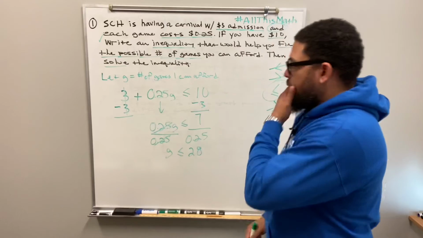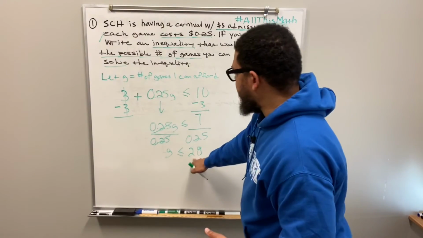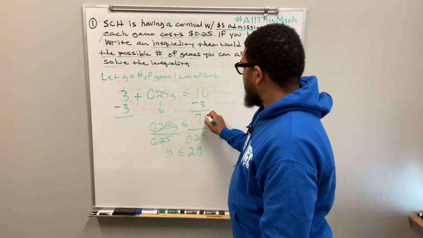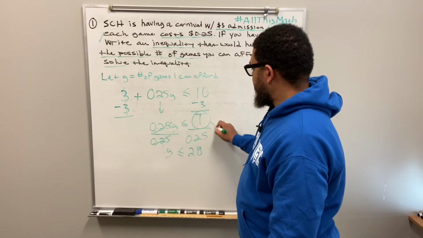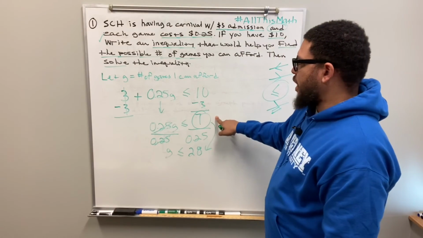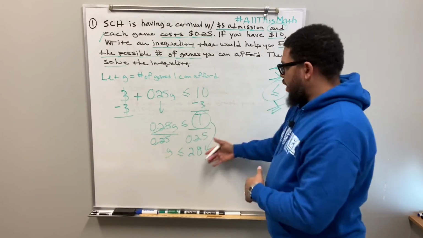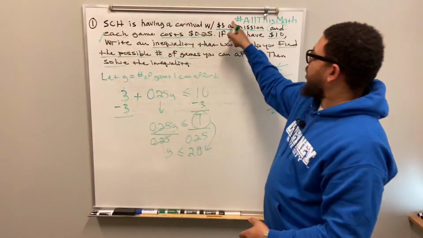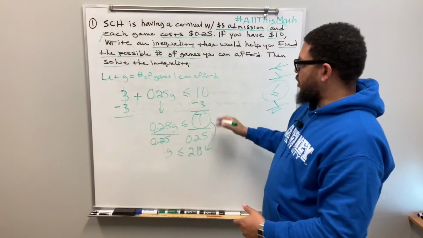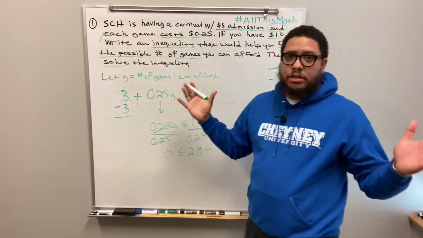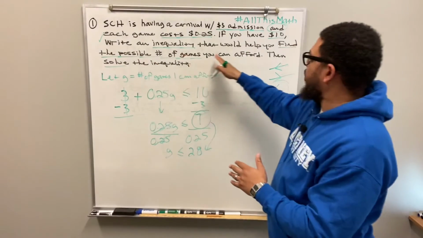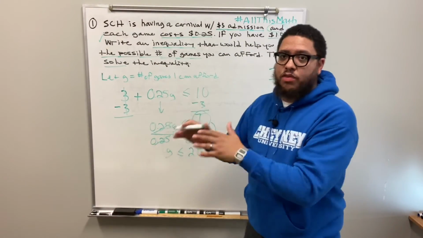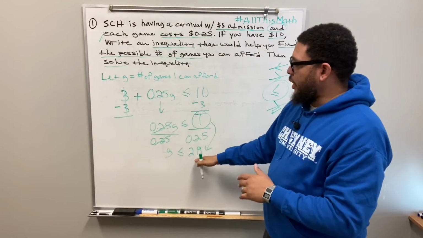So what does this mean? This means that at most, I can play 28 games, because the 28 games will cost me $7. And if I only had $10, I spent $7 on games and I spent $3 for admission. So 7 plus 3 is 10, and that's my $10. So that's the most possible number of games that you can afford in this scenario. If you only had $10, you could afford to play 28 games.